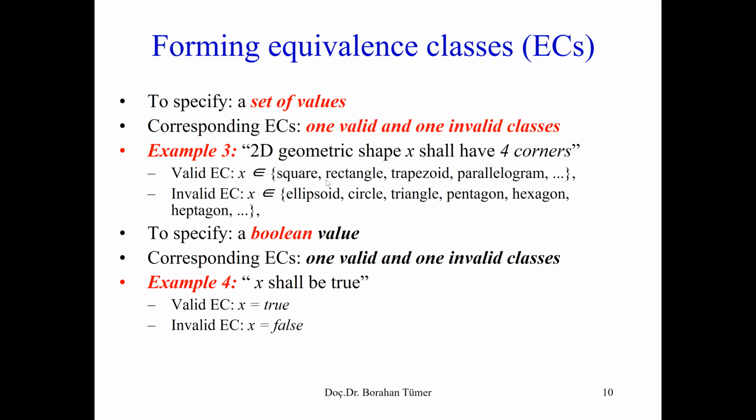Now let's look at those shapes that are not within this set of values: ellipsoid, circle, triangle, pentagon, hexagon, heptagon, etc. So these are 2D geometric shapes which don't have four corners. So that's why they are the members of the invalid equivalence class.